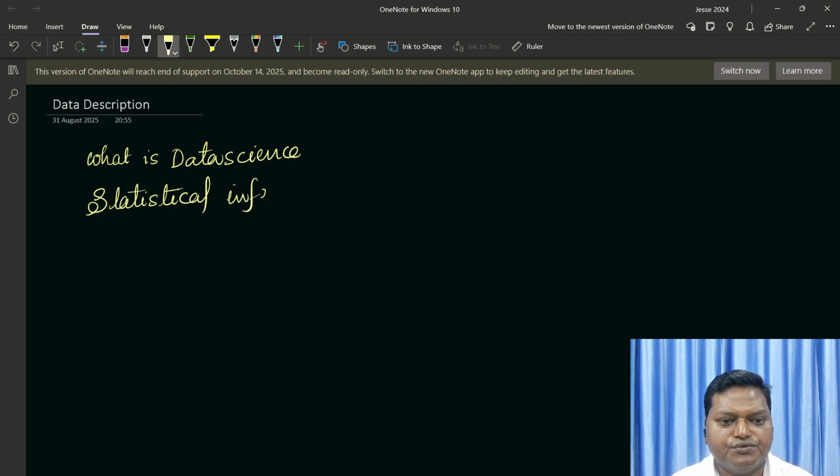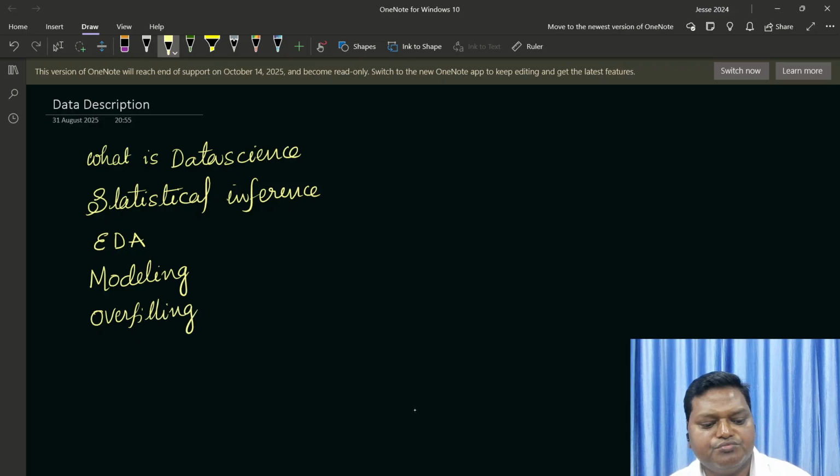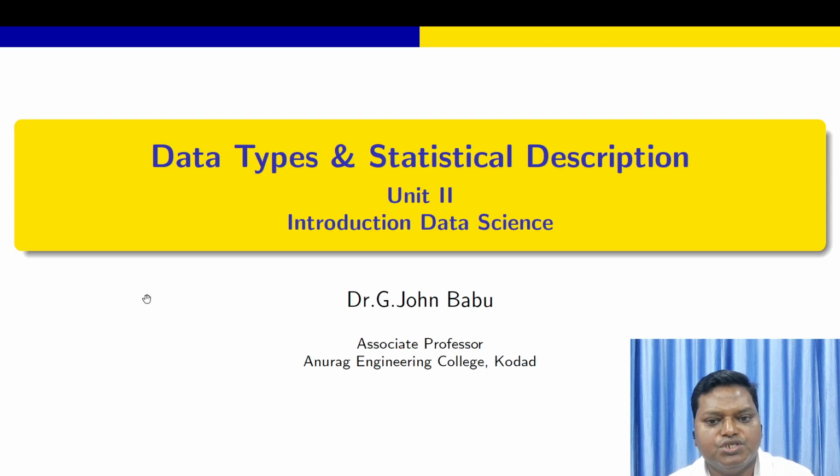And we have seen statistical inference and how we can use exploratory data analysis to have a glimpse of what the data actually means. And then we have seen what is modeling and what is fitting a model, what is overfitting, what is underfitting. These things we have discussed in the previous unit. Now let us move on to the second unit where we talk more about data types and statistical description.